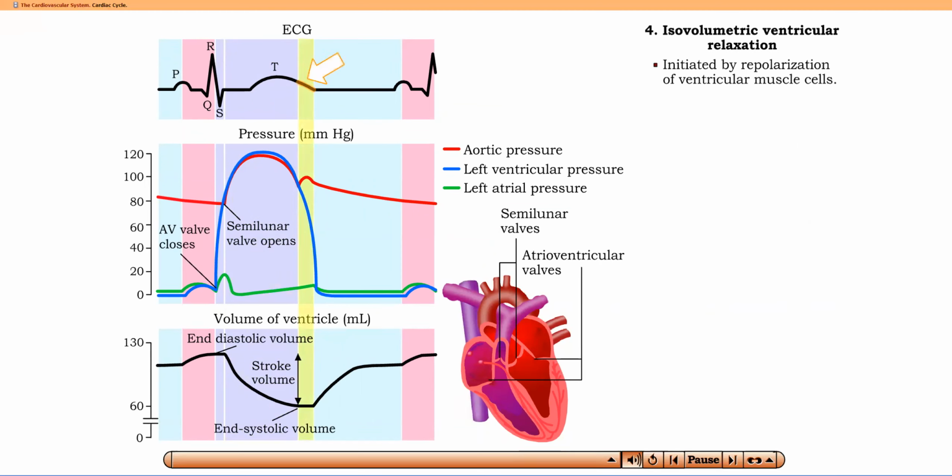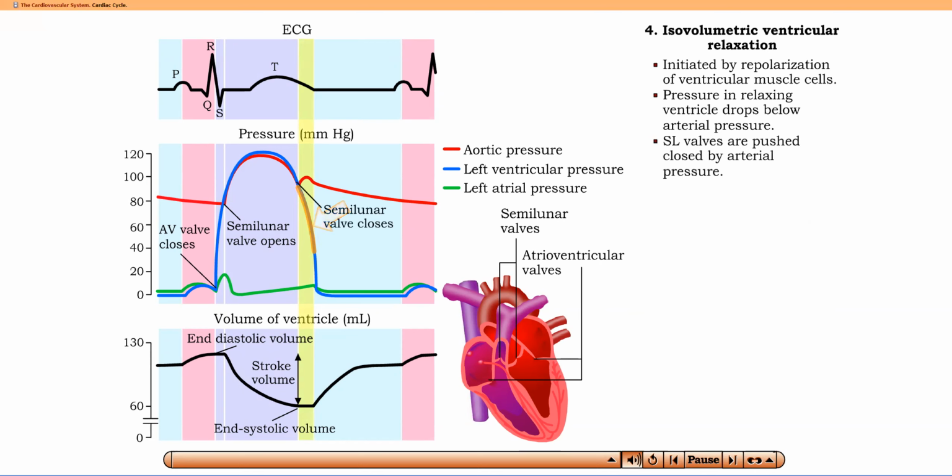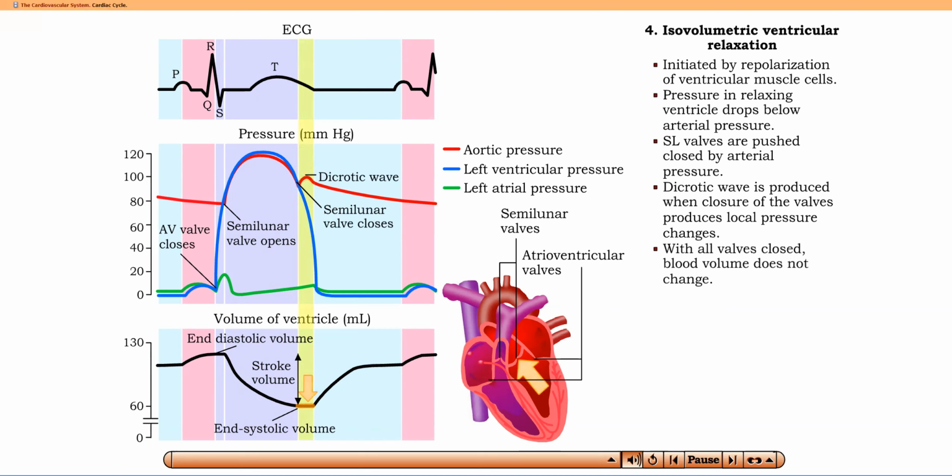Repolarization of the ventricular muscle cells initiates isovolumetric relaxation. As the ventricles relax, pressure in the ventricles drops. Semilunar valves close, preventing backflow. The closure produces a dicrotic wave on the aortic pressure curve. With both semilunar and AV valves closed, blood volume does not change. This isovolumetric relaxation sees pressure drop quickly.